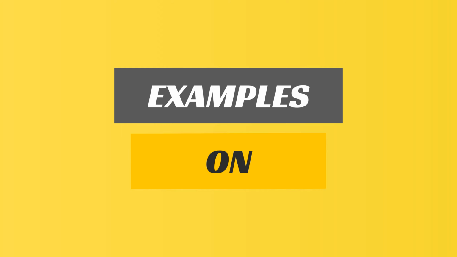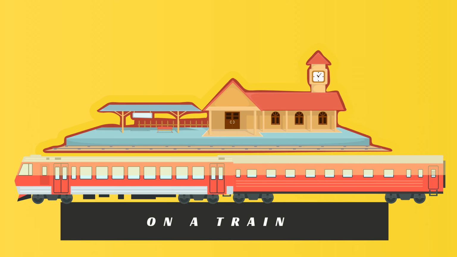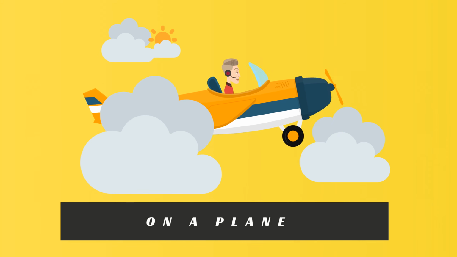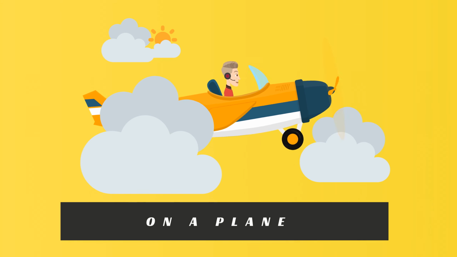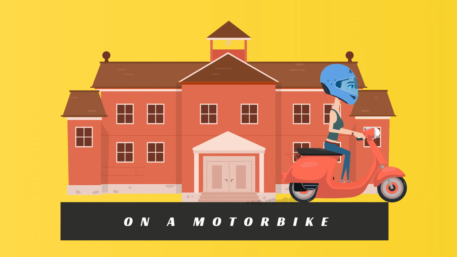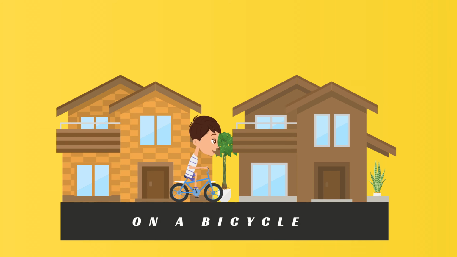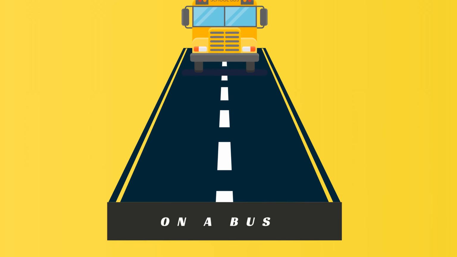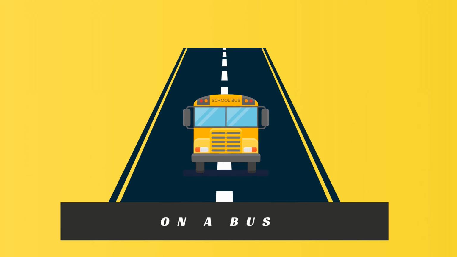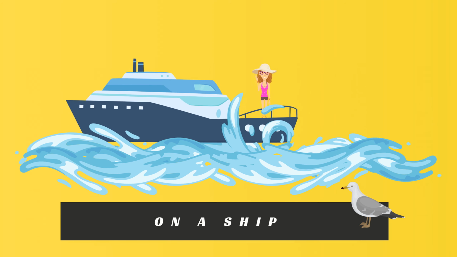Here are some examples using on. On a train. On a plane. On a motorbike. On a bicycle. On a bus. On a ship.